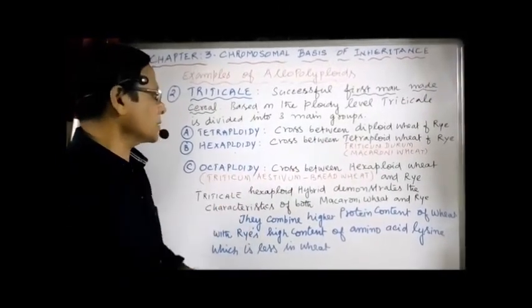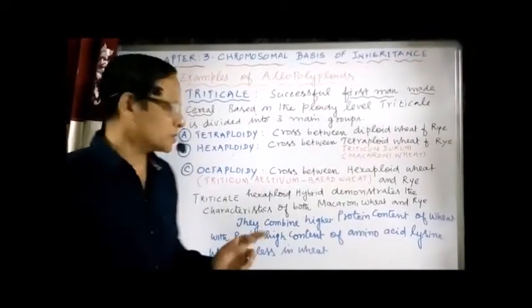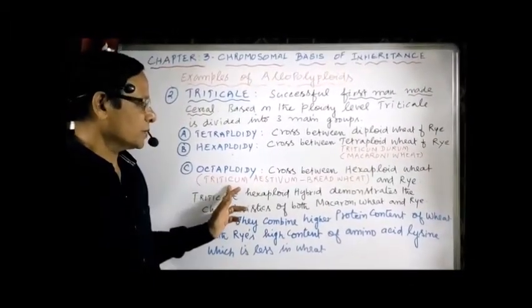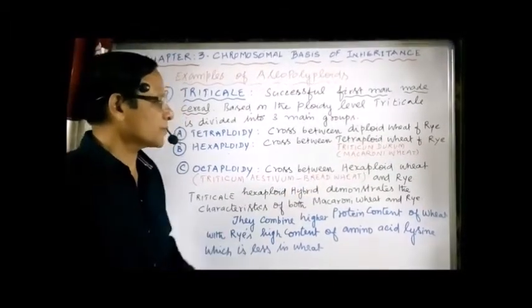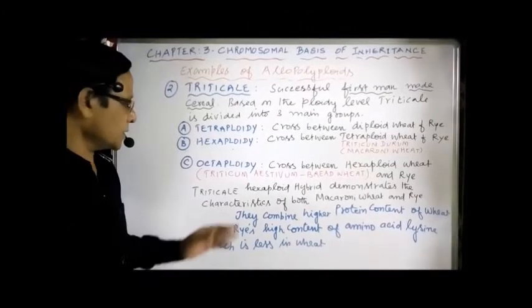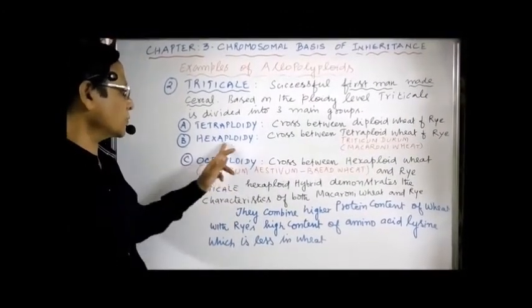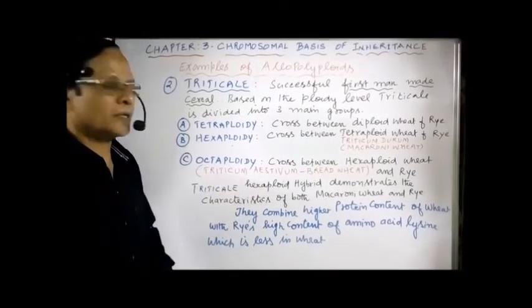Then octaploid, the third one, is a cross between hexaploid wheat, Triticum aestivum, which is commonly called bread wheat, and rye. That results in octaploid. Now, I take one example: the triticale hexaploid hybrid.